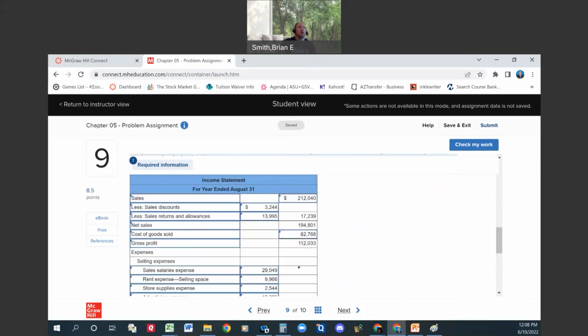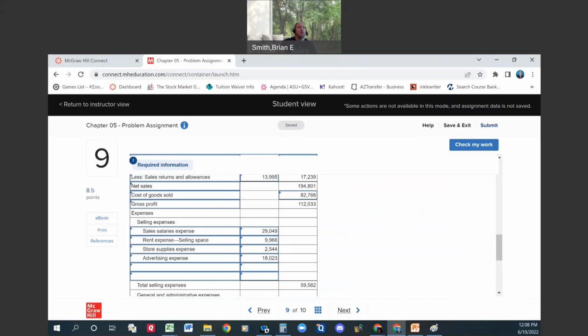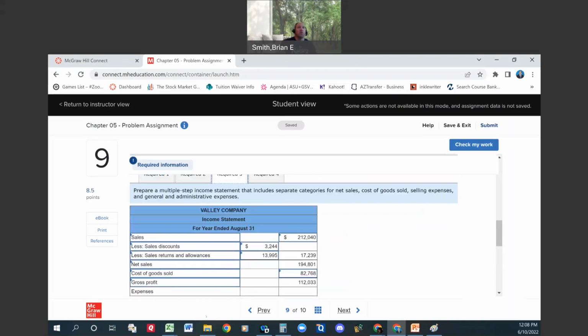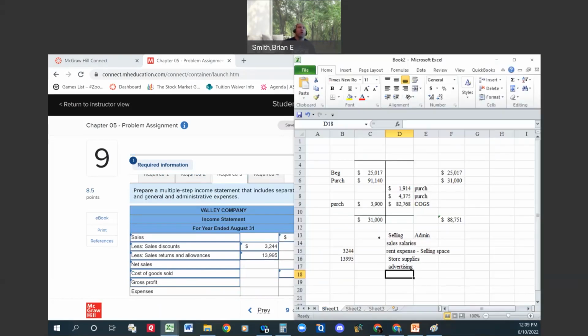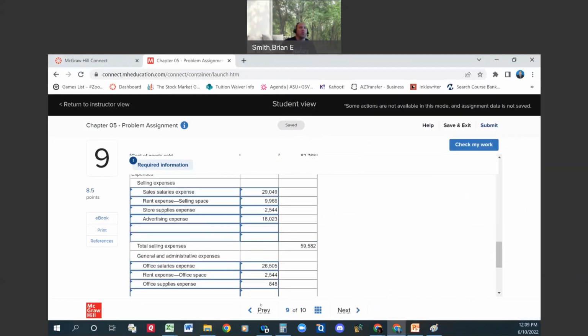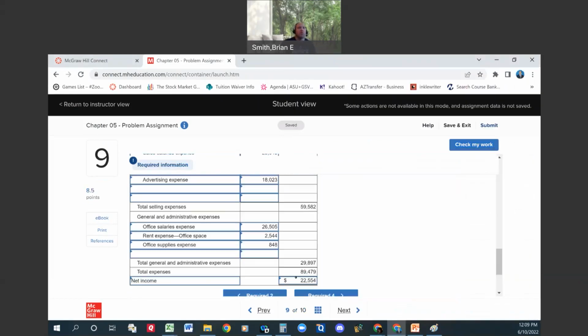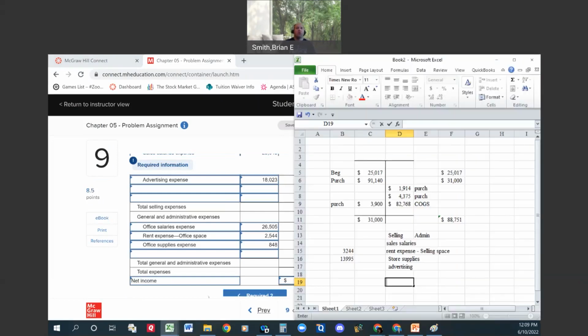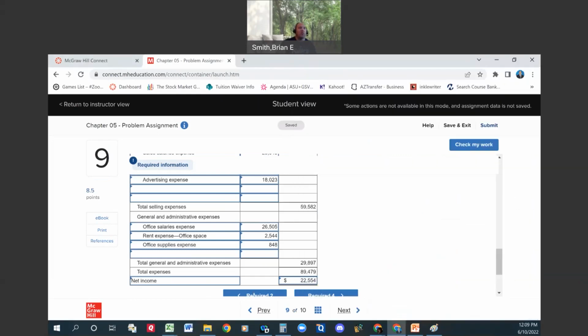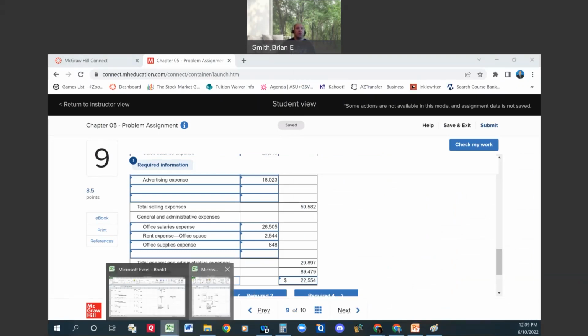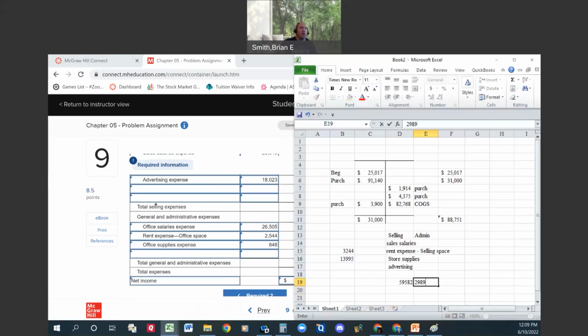Cost of goods sold was 82,768. Oh, we already have cost of goods sold. So then selling is right here. $59,582. And then 29,897. All right. So now we got all the info we need.